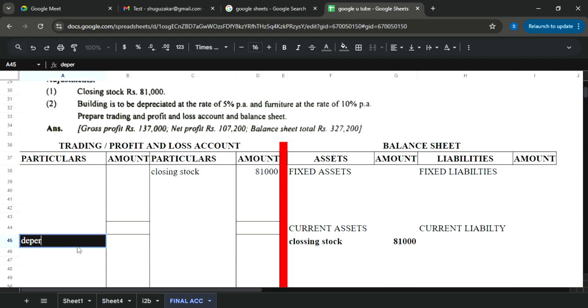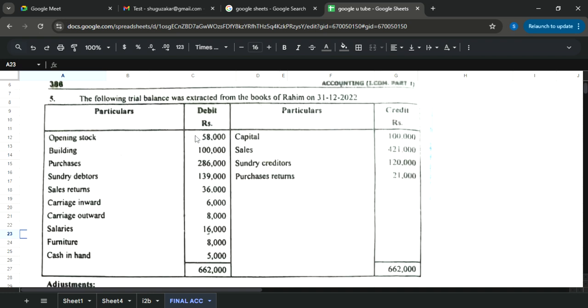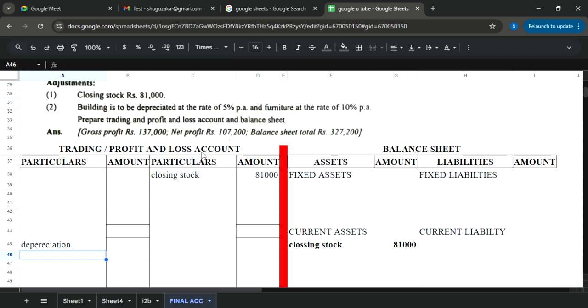So here you will write depreciation. As you know, it would be calculated in indirect expenses. Building is to be depreciated 5%. So first we will calculate depreciation upon building. Here we have building 1 lakh rupees. So you will take 1 lakh and then you will multiply it. How much? Building is to be depreciated by 5%. So multiply by 5 divided by 100. This is first depreciation.